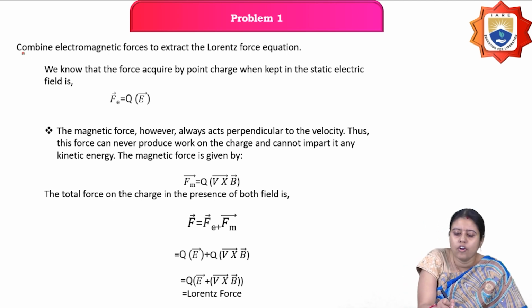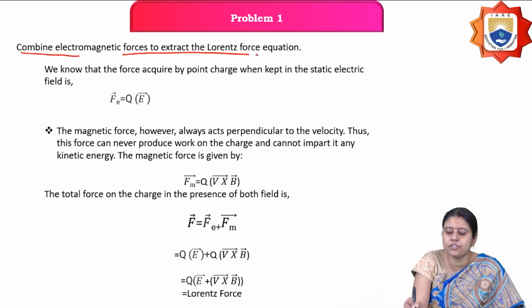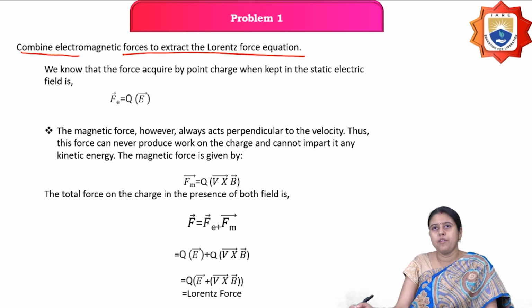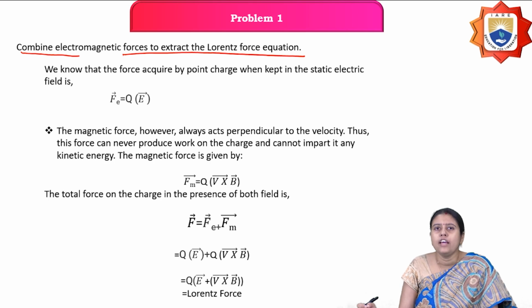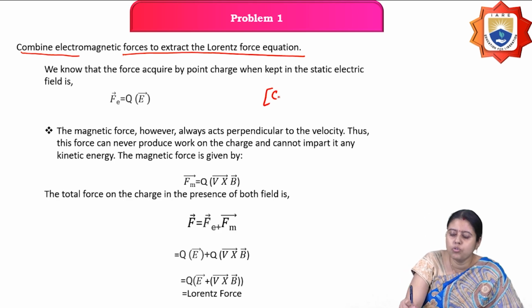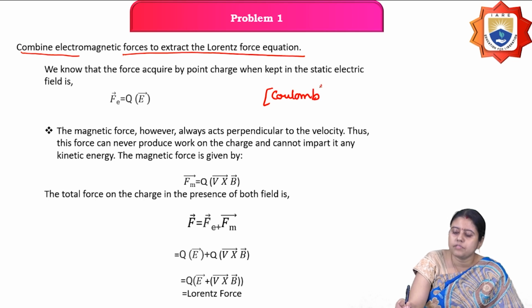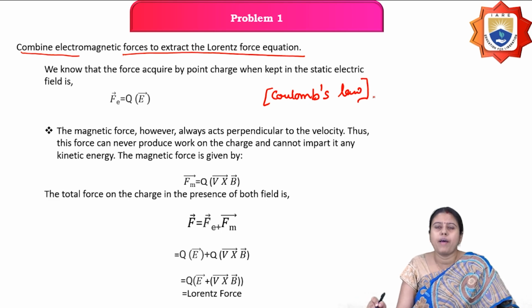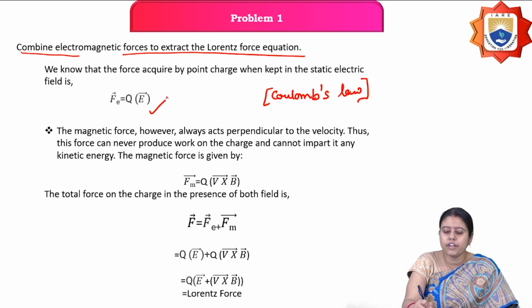Combine the electromagnetic forces to extract the Lorentz force. We know the force acquired by a point charge when kept in an electrostatic field. If there is an electrostatic field and we keep one unit charge there, it will feel some force, and this force we get from Coulomb's law. The force is equal to QE.